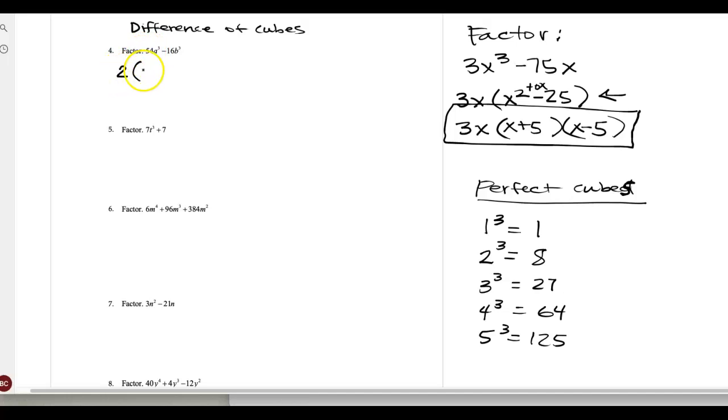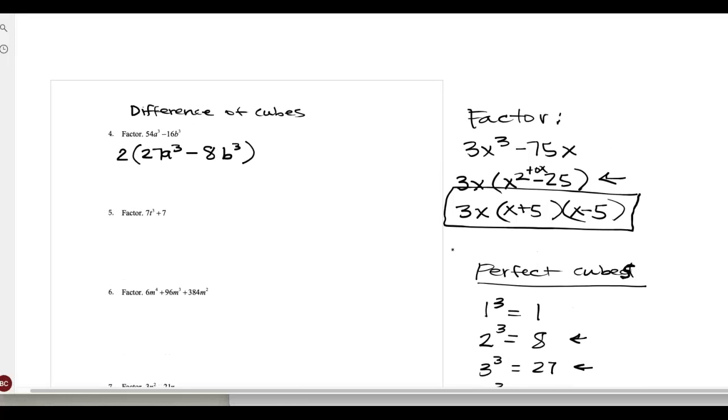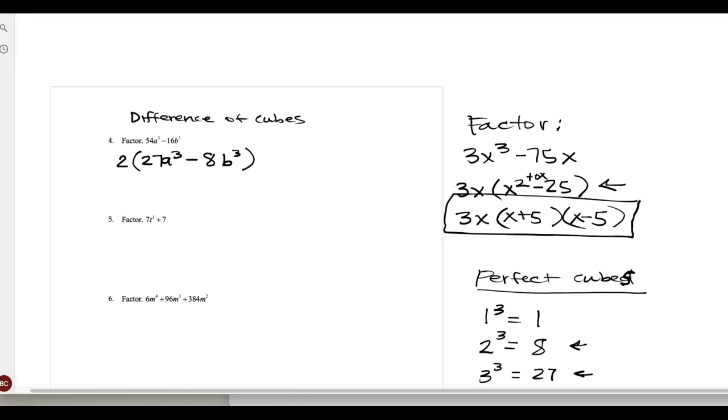So 54 divided by 2 is 27. So I have 27a cubed, and then minus 16 divided by 2 is 8. So 8b cubed, right? And now this can factor further because now I can see, oh yeah, I do have some perfect cubes here. So I can do this. So remember, make sure you have these difference of cubes and sums of cubes memorized.